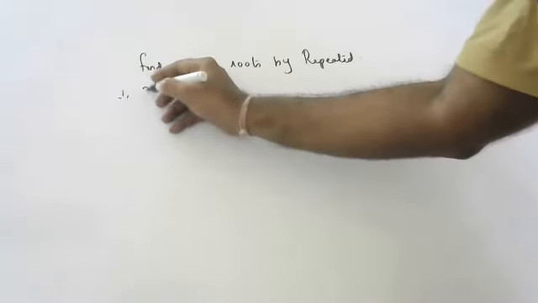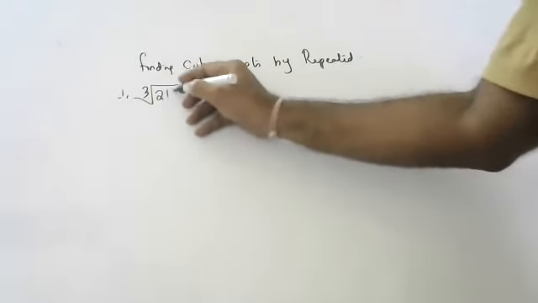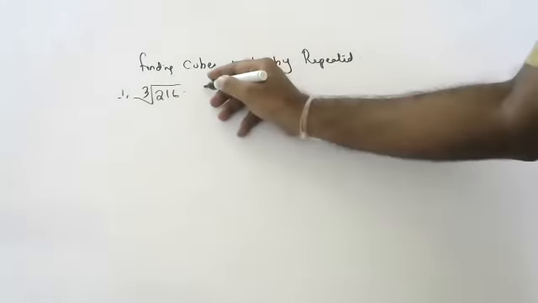First one, find the cube root of 216. This is the procedure, children. How do you find the cube root of 216? There is a specific pattern. First I will teach you the pattern, then you will do it.